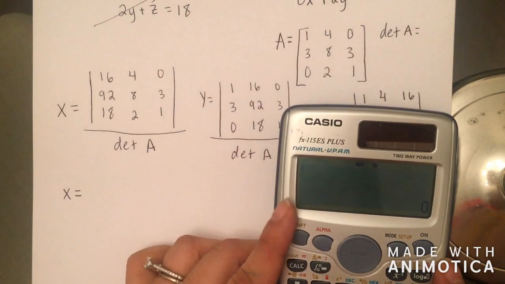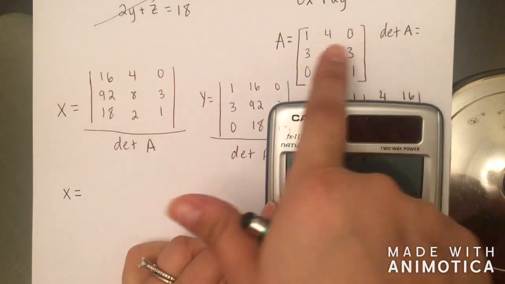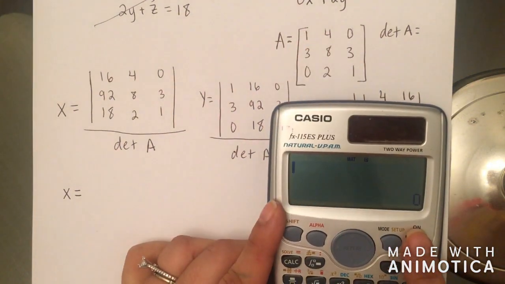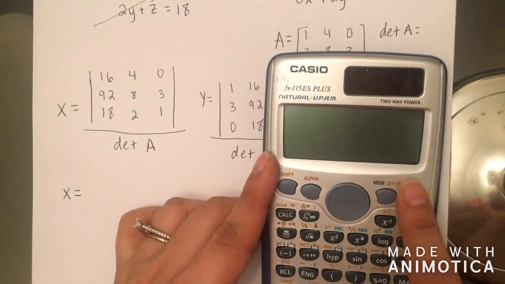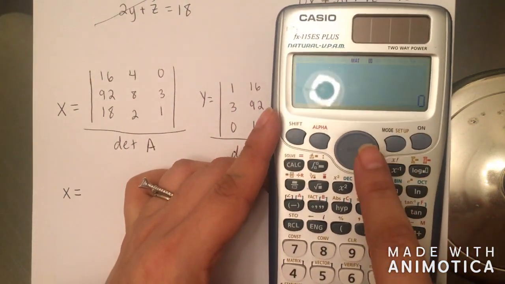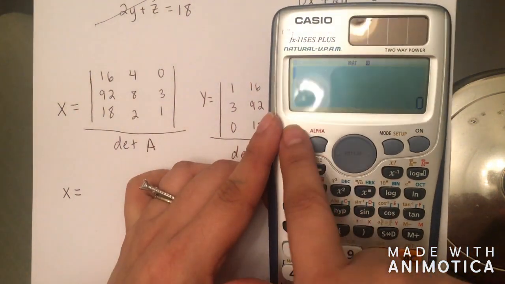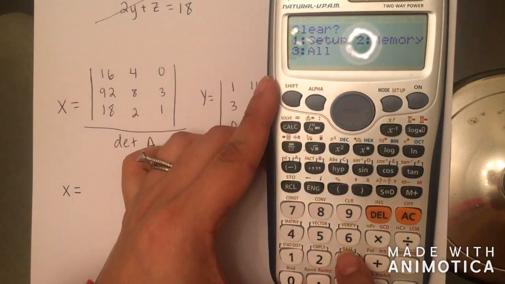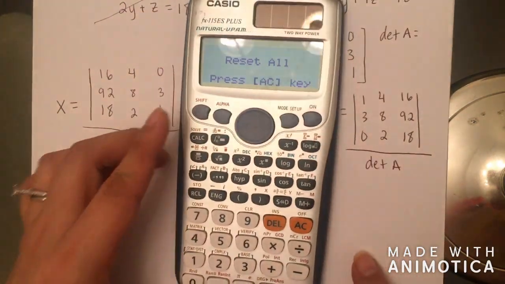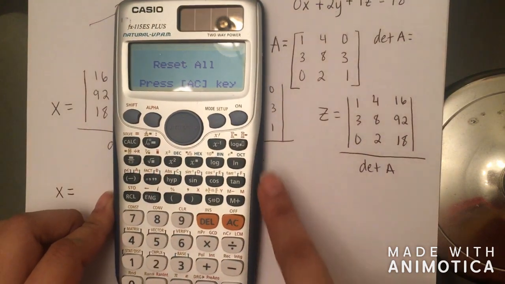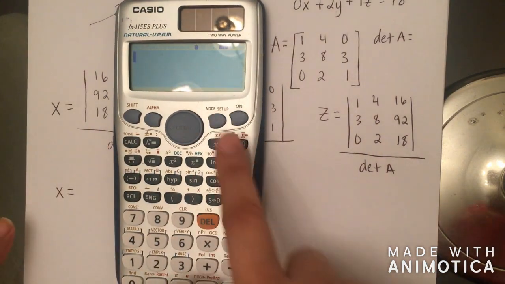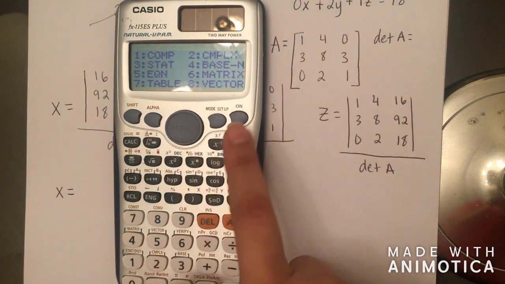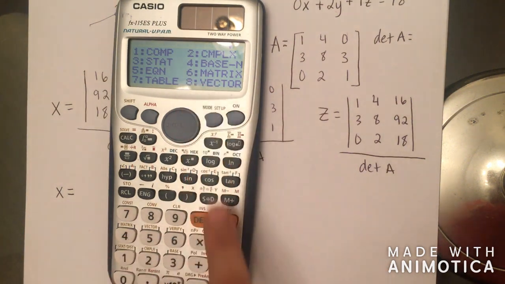So, let's recap. I'm going to find the determinant of matrix A, so I'm going to put that matrix in the calculator. I'm going to clear everything. I'm going to do shift 9, 3, equals. All right. Then I'm going to go to mode, and then I want to go to matrix, so that's 6.